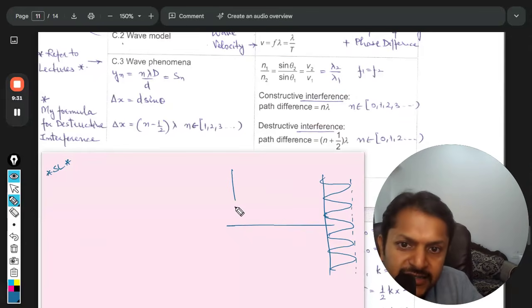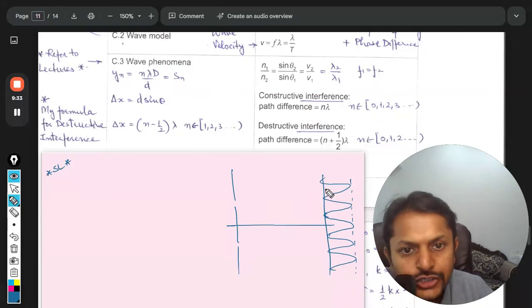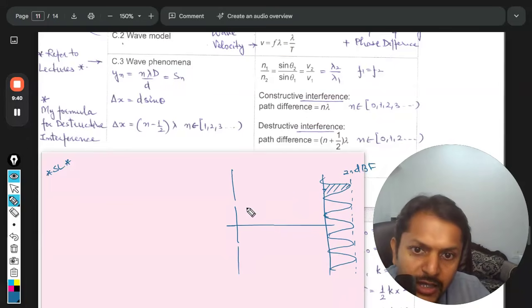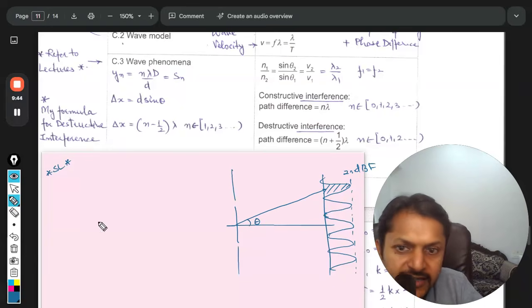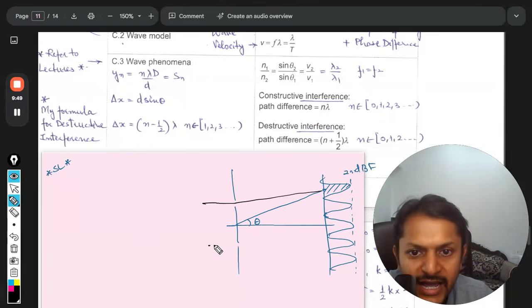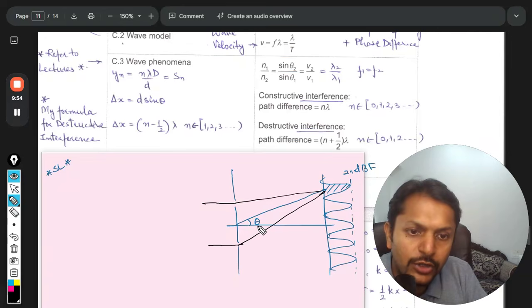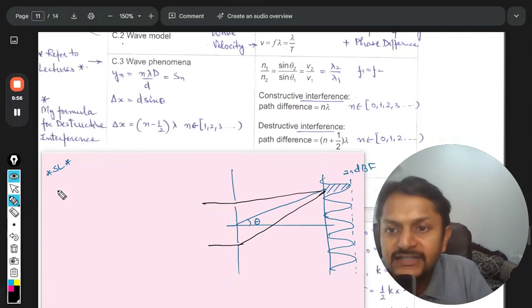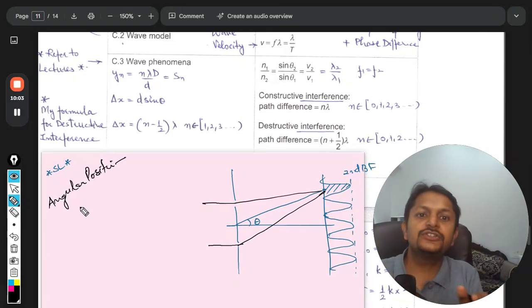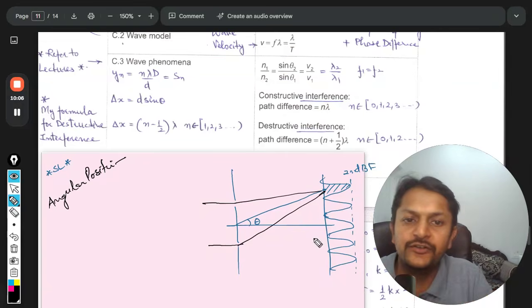And these are the slits here, like this. So I'm talking about, let's say, the second bright fringe. This line I'm joining here is the angle theta. The light is going like this, and they are superposing each other at this point P. So this is the theta that I'm talking about. What is this theta? This theta is known as angular position, the angular position of the bright fringe or of the dark fringe.